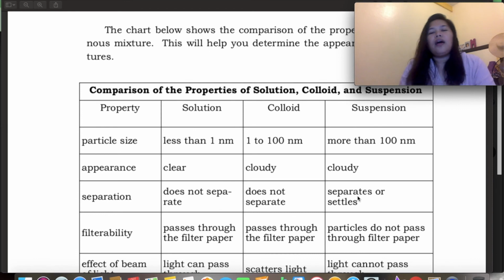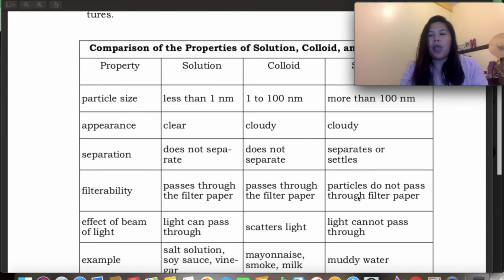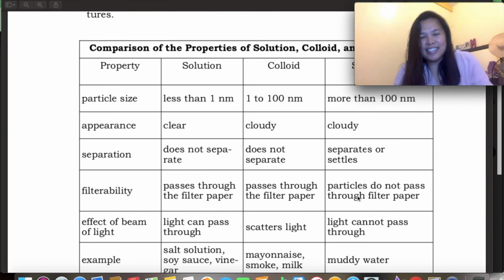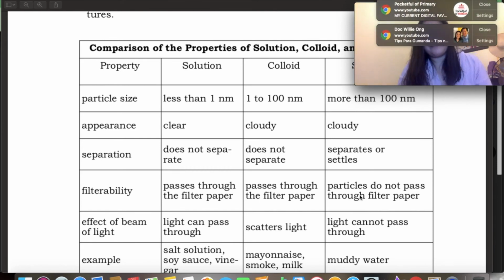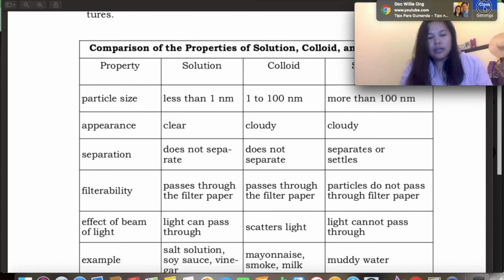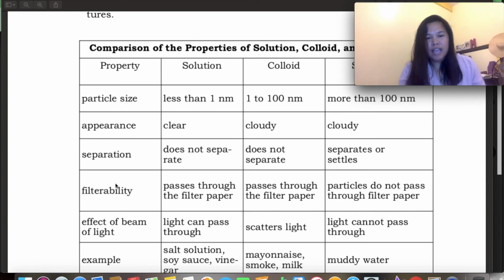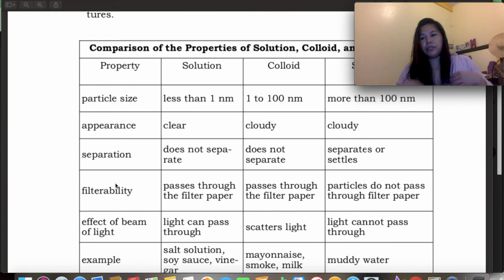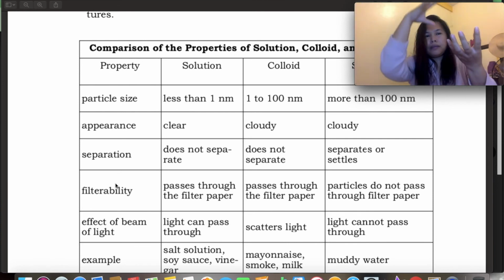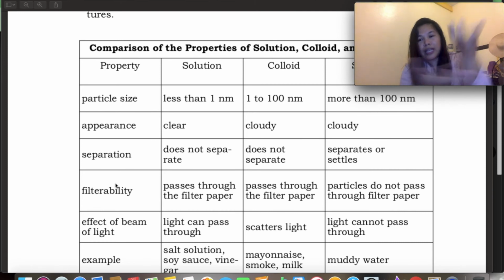And the next is filterability. When you say filterability, filter, sinasala. From the word filter, sinasala. Okay, the solution passes through the filter paper. Pag ginamit natin siya ng filter paper, parang nakita nyo naman yata yung filter paper, di ba? Kasi sa grade 5 kayo, experiment tayo ng ganito. Pag inano natin siya sa filter paper, tatagos lang siya. So, that is the solution.